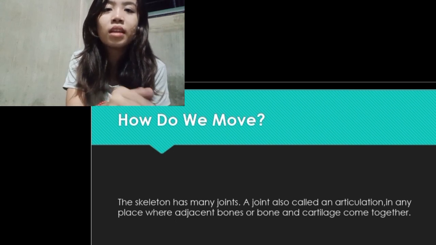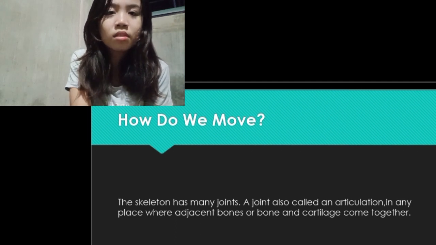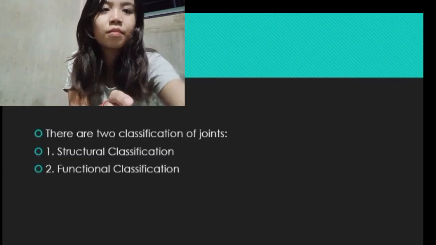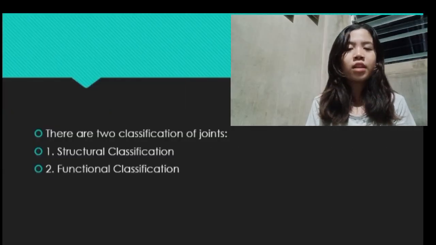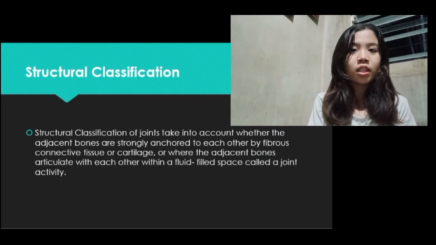Just for example, in the knee, joints allow for bending and also straightening. There are two classifications of joints. Number one is the structural classification.